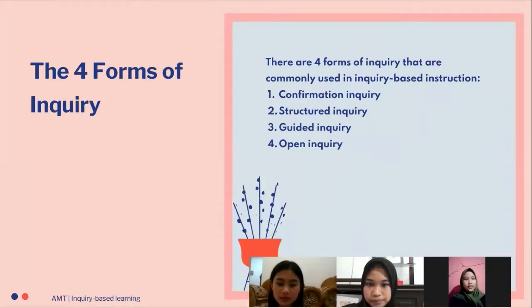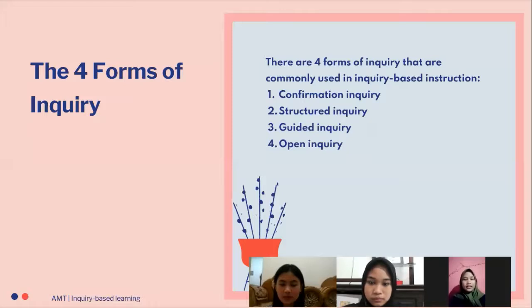Next are the four forms of inquiry. 1. Confirmation inquiry. Learners are given a question as well as a method to which the end result is already known. 2. Structured inquiry. Learners are given the question and the method of achieving the result, but the goal is to provide an explanation that is already supported by the evidence gathered during and through the investigative process.